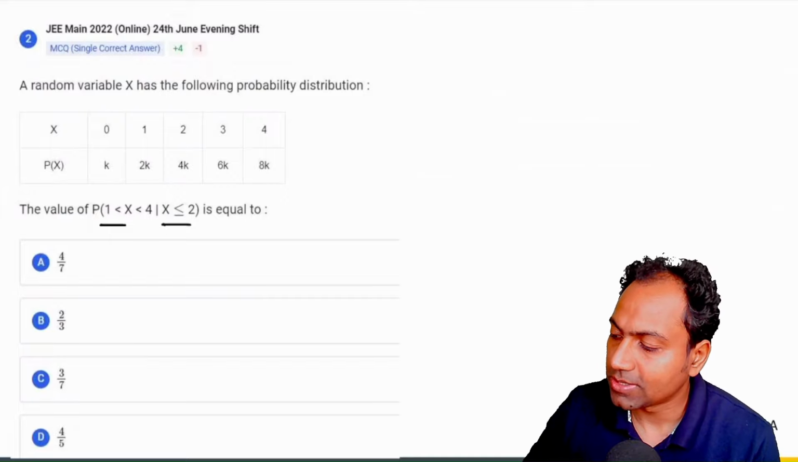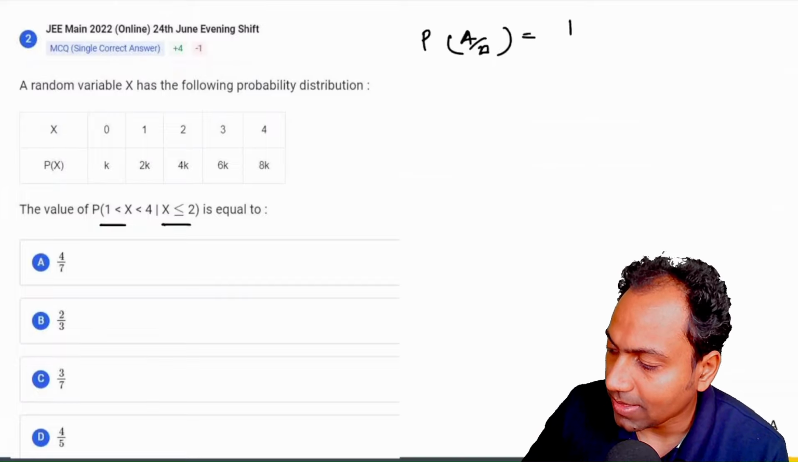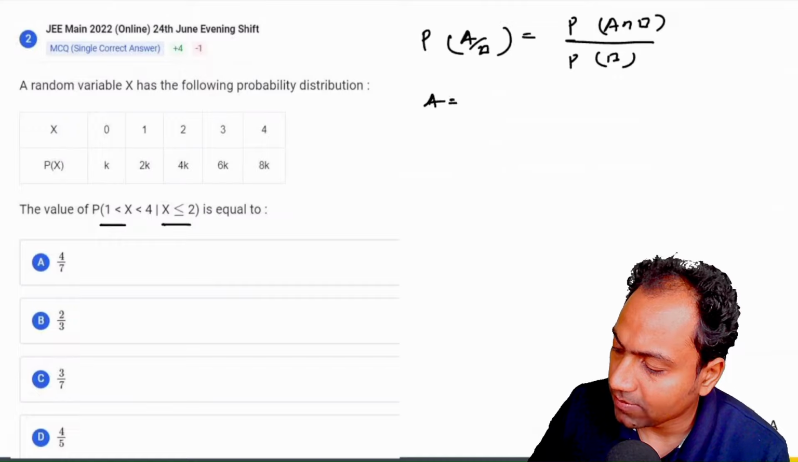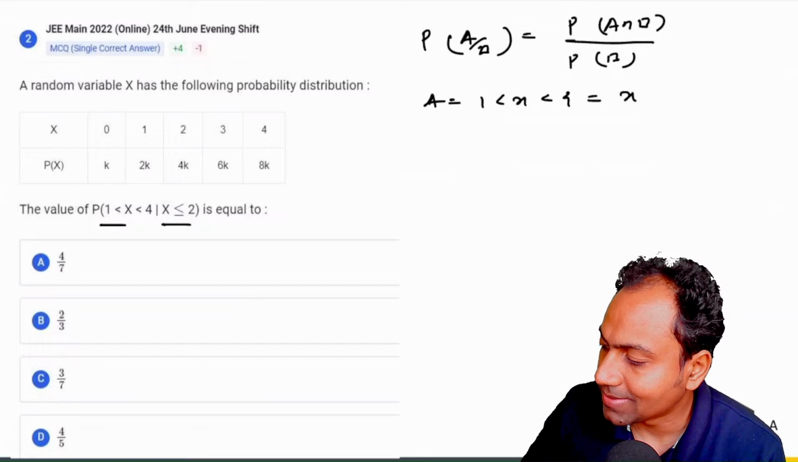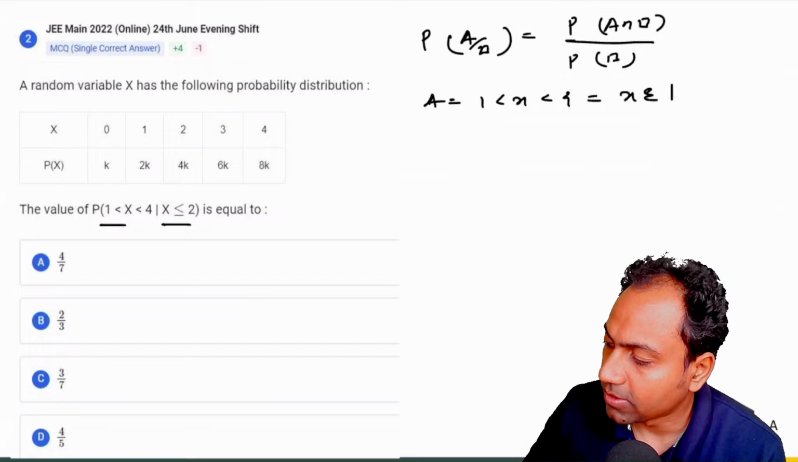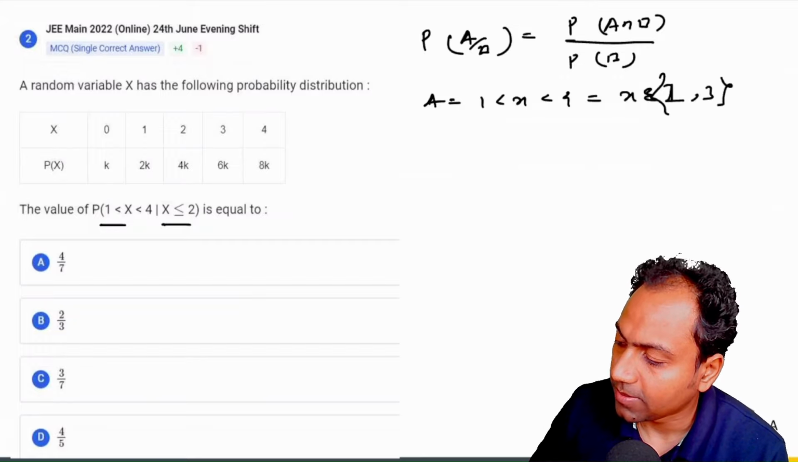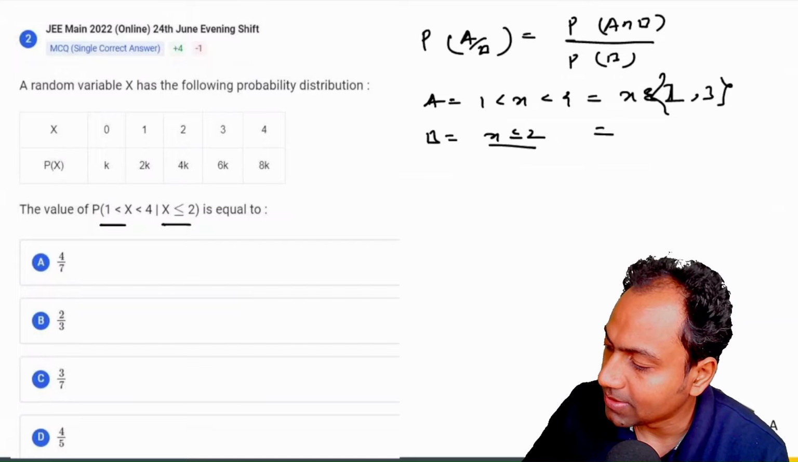So let us figure out what they mean. If I write this as A by B, then from conditional probability, the answer should be P(A ∩ B) divided by P(B). Now, based on the value of A that they have given, x lies between 1 and 4, so x could take values 2 and 3. For B, they're saying x is smaller than or equal to 2, which means x can take values 0, 1 and 2.